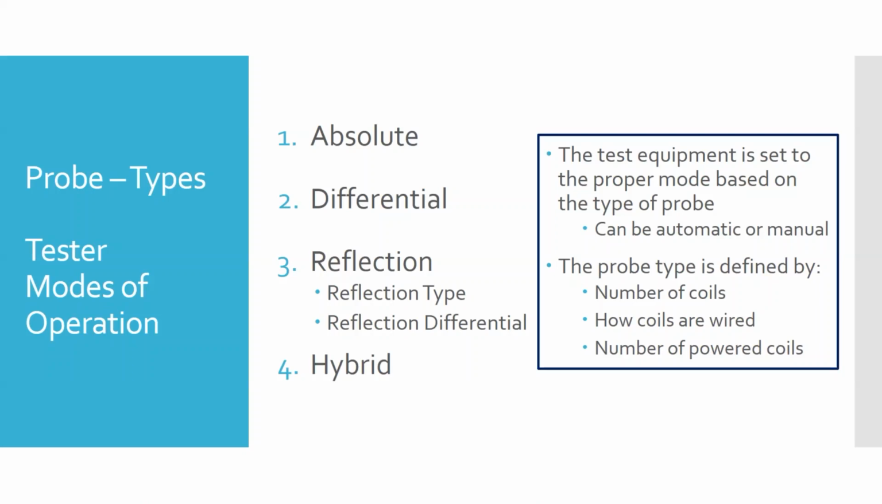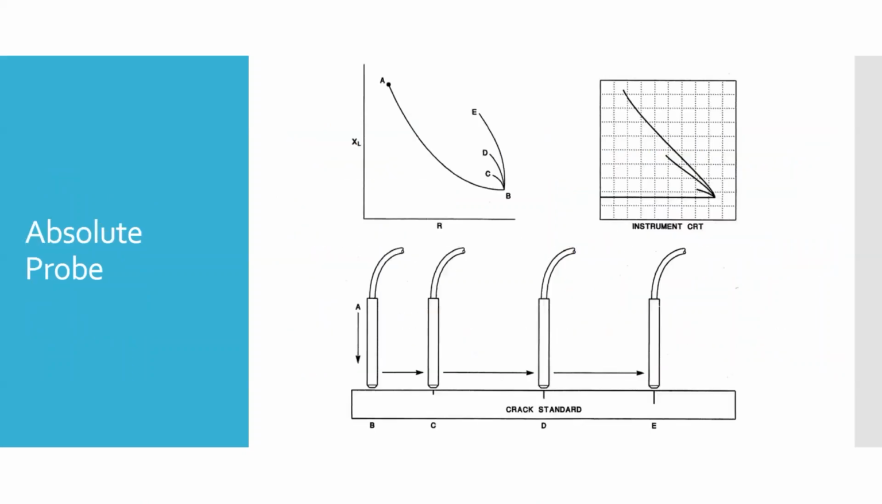What are the names of those 2? What do we typically call the coil that sends out the signal? That's our driver, okay? And the receiving coil is the pickup coil, okay?